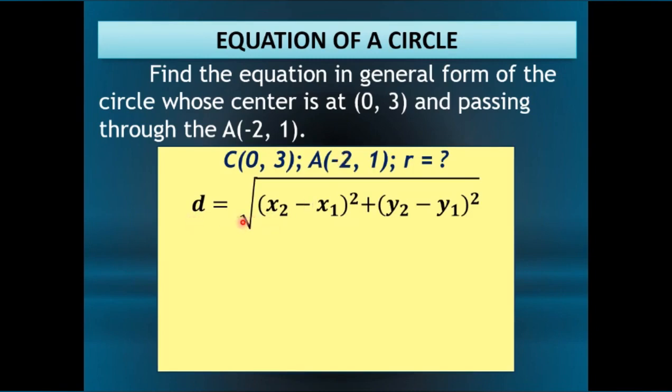So we'll have d equals the square root of x sub 2 minus x sub 1, squared, plus y sub 2 minus y sub 1, squared. So we substitute the values of the x and y coordinates.